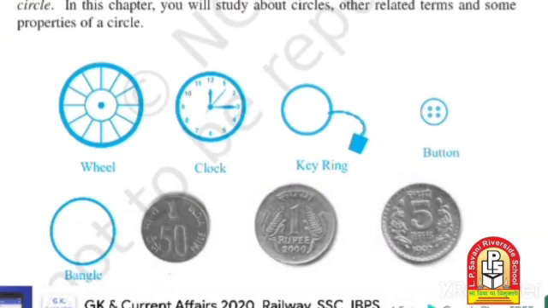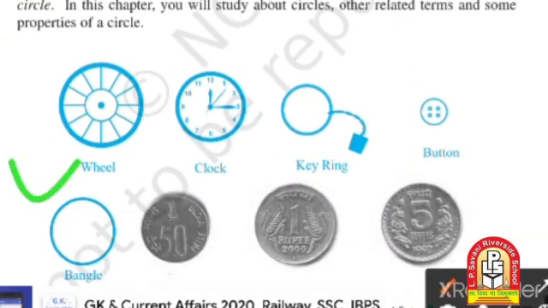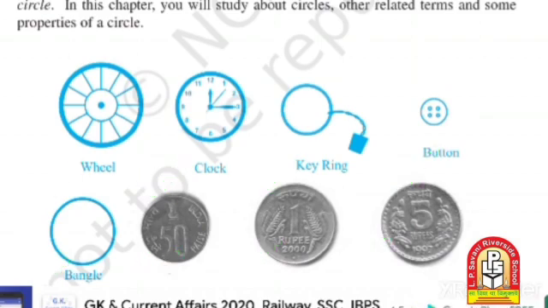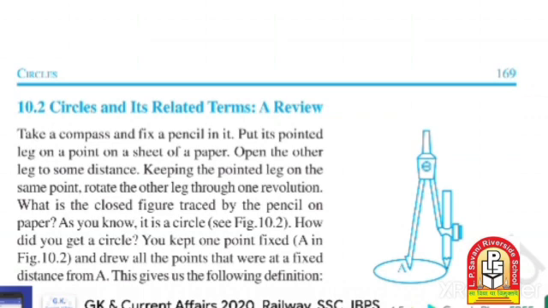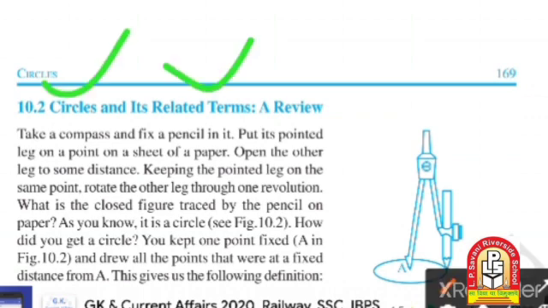So here there are some examples of circles. First one is a wheel, second one is a clock, third one is a key, fourth one is a button, and fifth one is a bangle. Then after that, paisa, rupees and a 5 rupees coin. So these are all examples of a circle. Next, circle and its related terms.